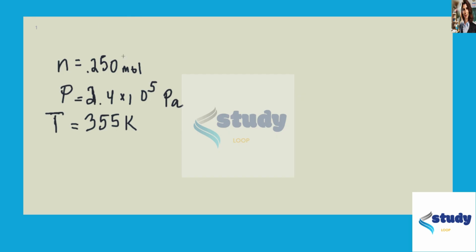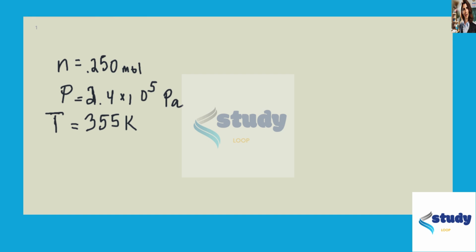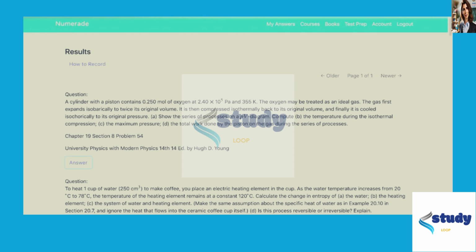Okay, so we have 0.25 moles of gas at a certain pressure at this temperature, and its state changes in the way described in the problem, and they ask a few questions about some missing quantities. So first, it expands isobarically, is compressed isothermally back to its original volume, and finally cooled isochorically to its original pressure.